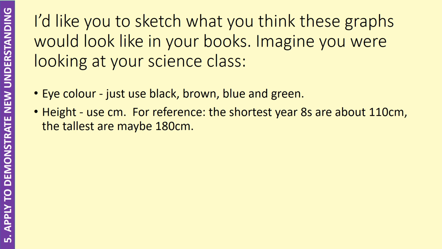For eye colour, I'd just like you to focus on 4 categories: black, blue, brown and green eyes. And for height, I'd like you to use centimetres. For reference, the shortest year 8s are about 110, 120 centimetres, and the tallest are maybe 180, 190 centimetres. So this is the point I'm going to want you to pause the video. See if you can work out what these sketch graphs look like for yourselves. And then in a few seconds, I'll move on to the next slide and show you what I think 2 of these graphs are likely to look like.